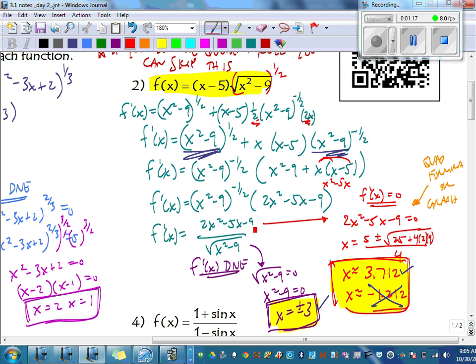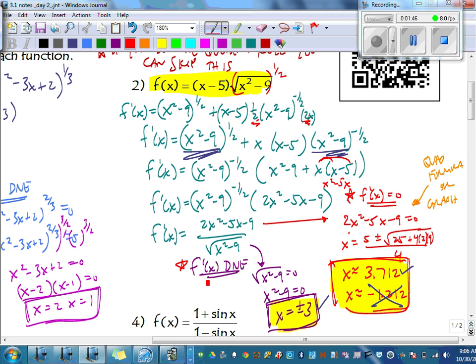So we want to figure out when the derivative is 0 and when the derivative does not exist. So it's 0 when this top part is 0. That doesn't factor nicely, so you have a couple options on how to solve that. We can use the quadratic formula or graph it. Here I used the quadratic formula. But if you wanted to graph it, you're just graphing y equals 2x squared minus 5x minus 9 and calculating the zeros, which we did not too long ago.